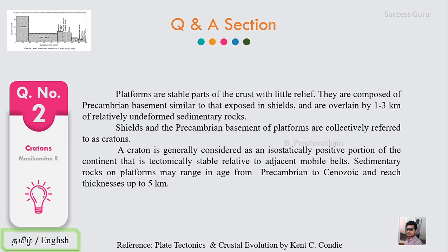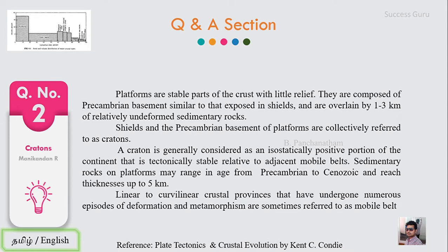So the platform sediment has an age range from Precambrian to Cenozoic, and it is adjacent to a mobile belt. The linear to curvilinear crustal provinces that have undergone numerous episodes of deformation and metamorphism are referred to as the mobile belt that is adjacent to the craton. Okay. So the undeformed sediment over the shield is called the platform, and the deformed sediment adjacent to a craton is called the mobile belt. Is that clear? So we have seen four terms: the platform, the shield, the craton and the mobile belt. Okay, is that clear?